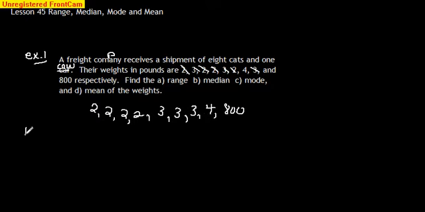The range is the difference between the biggest and the smallest number. So to figure out the range, you take the biggest number, which is 800, and you subtract from it the smallest number, which would be 2. So your range of numbers is from 800 to 2, so that would be 798. And that's your range. See how easy that is? So we did the range.